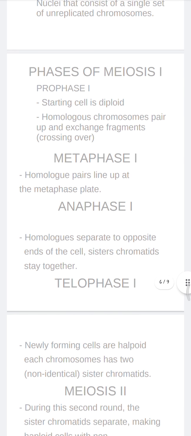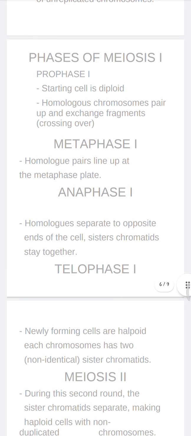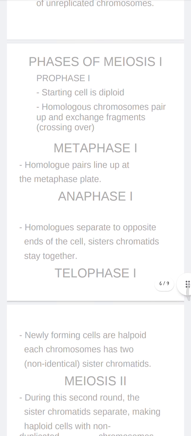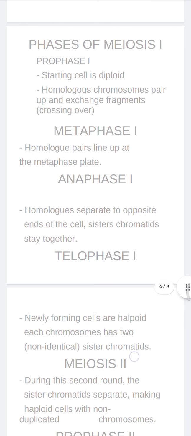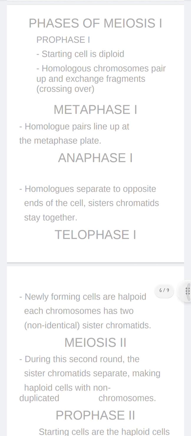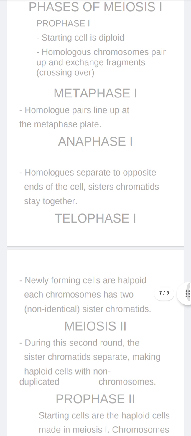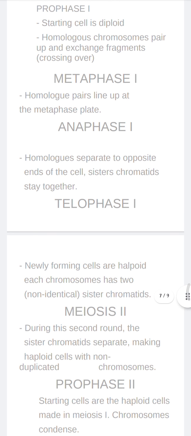These are the phases of meiosis 1: prophase 1, metaphase 1, anaphase 1, and telophase 1. First, prophase 1. The starting cell is diploid, and homologous chromosomes pair up and exchange fragments, which is called crossing over. Next is metaphase 1, where homolog pairs line up at the metaphase plate.